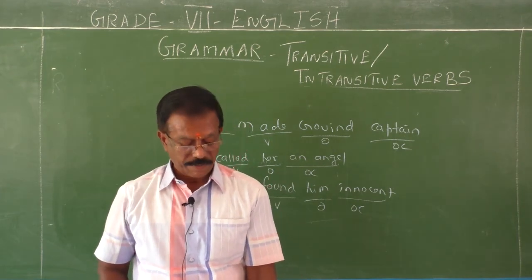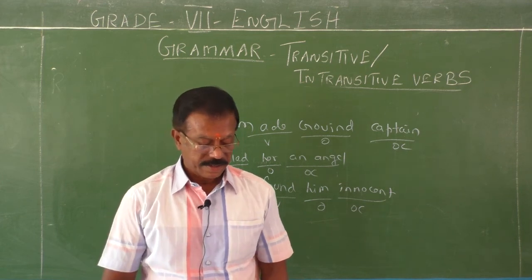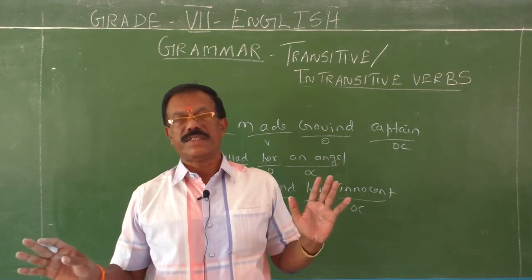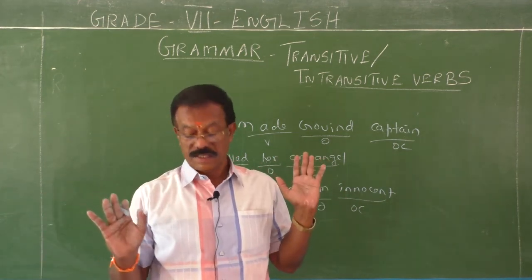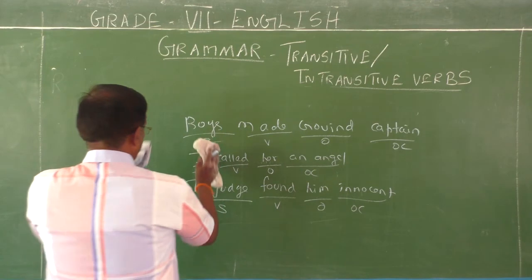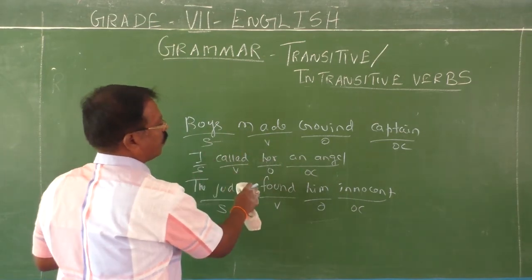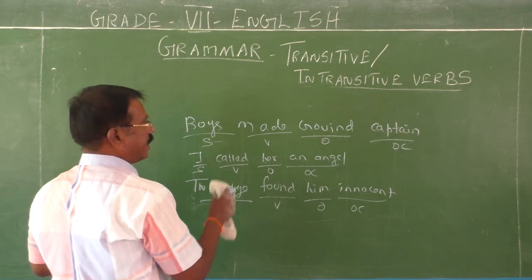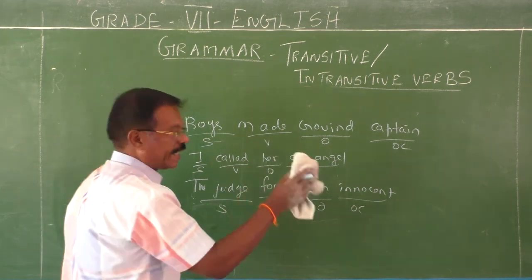Intransitive verbs of complete predication. See, there are some intransitive verbs, but they don't require any object. They themselves complete the sense. For that I will give you some examples. So they are transitive verbs that require an object to complete the sense. So they are called transitive verbs of incomplete predication.